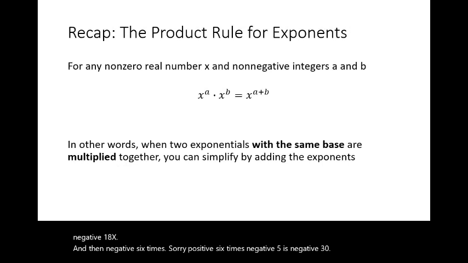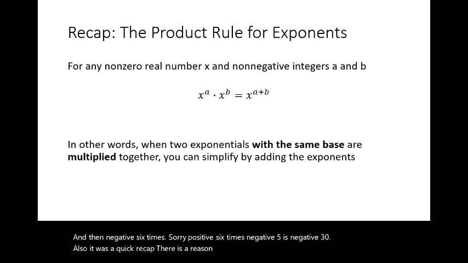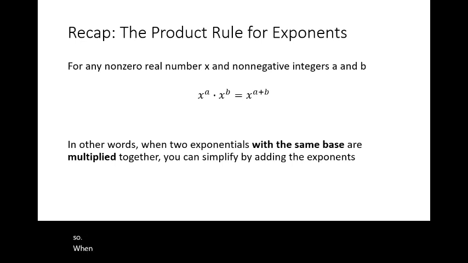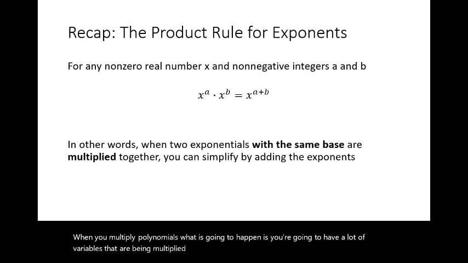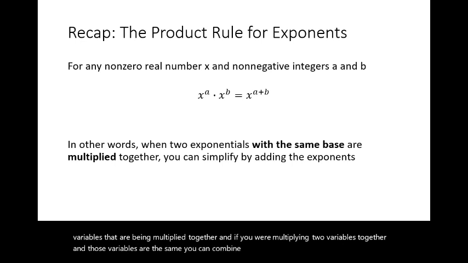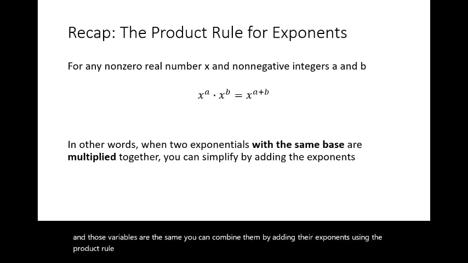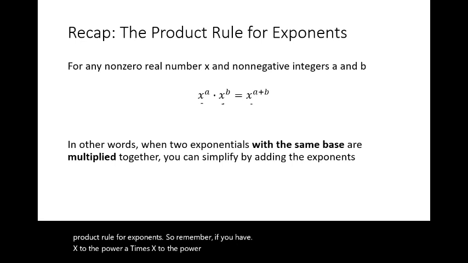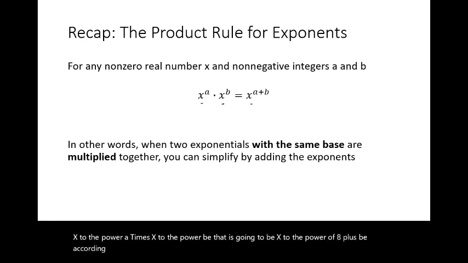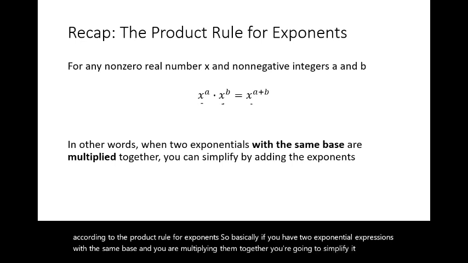So also, as a quick recap, there is a reason that we started this chapter with rules for exponents. When you multiply polynomials, you're going to have a lot of variables that are being multiplied together. And if you are multiplying two variables together and those variables are the same, you can combine them by adding their exponents using the product rule for exponents. So remember, if you have x to the power a times x to the power b, that is going to be x to the power of a plus b according to the product rule for exponents. Basically, if you have two exponential expressions with the same base and you are multiplying them together, you simplify by adding their exponents.